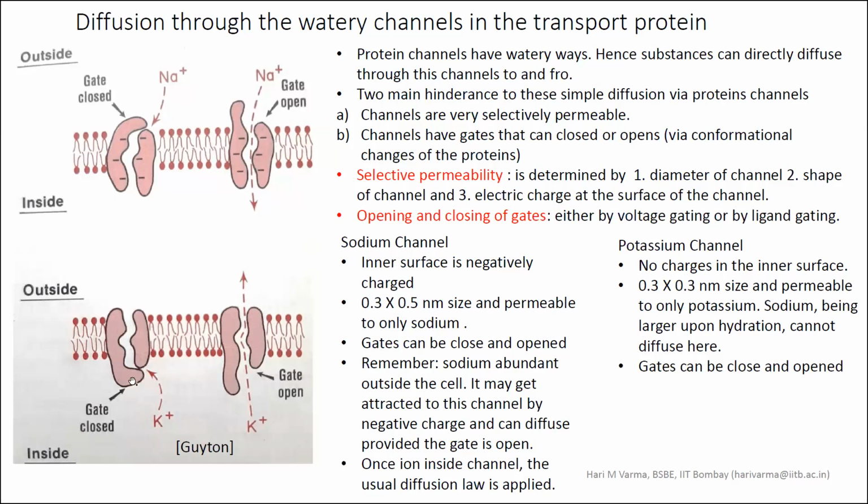But at the same time, when it is open from inside, the potassium can go out because the concentration gradient is high inside. Concentration is high inside. So the gradient will push the potassium outside through this gate, right? And additionally, there is a negative charge for the sodium gate so that it can attract more positive ions to inside.